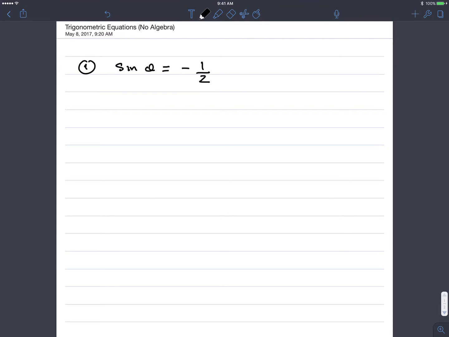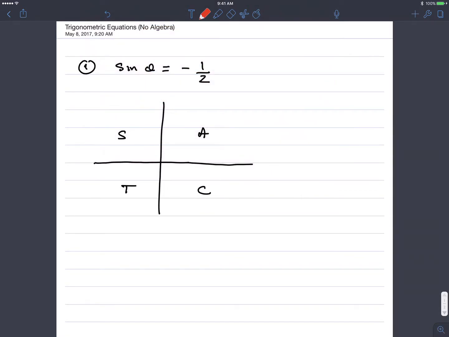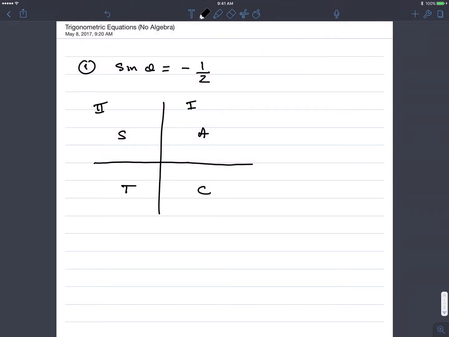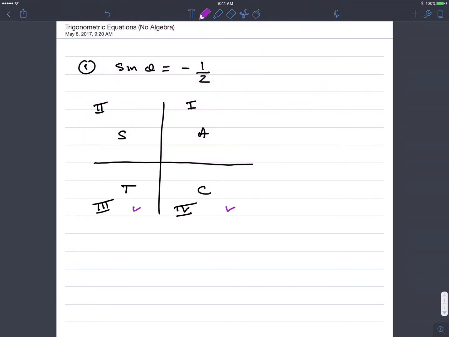Now remember, there's a couple of things we want to remember. Always remember what quadrant sine is negative. All students take calculus. So what do we know about sine being negative? Where is sine negative? Remember, this here is quadrant 1, this is quadrant 2, quadrant 3, quadrant 4. Now, sine is negative in what quadrants? What would you guys say? 3 and what? 4. Is that true?